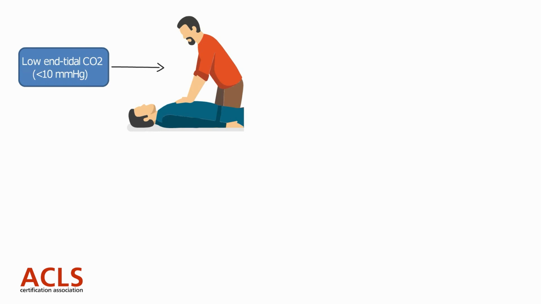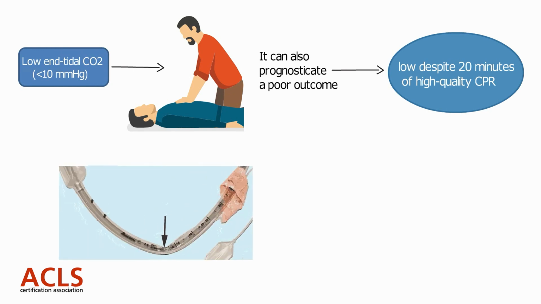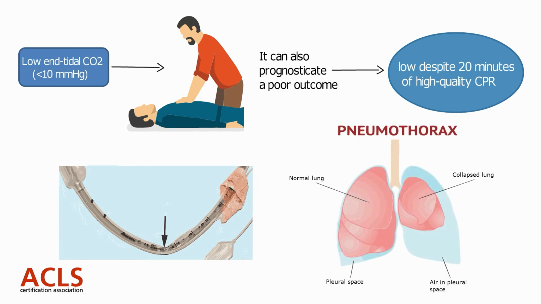Low end-tidal CO2, less than 10 millimeters of mercury, can indicate that CPR must be improved. It can also prognosticate a poor outcome if it remains low despite 20 minutes of high-quality CPR. Persistently low levels of CO2 while providing CPR may indicate a problem with the equipment, such as a kinked endotracheal tube, or physiologic disease such as tension pneumothorax.